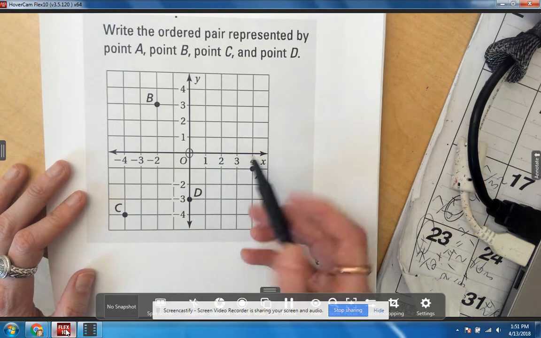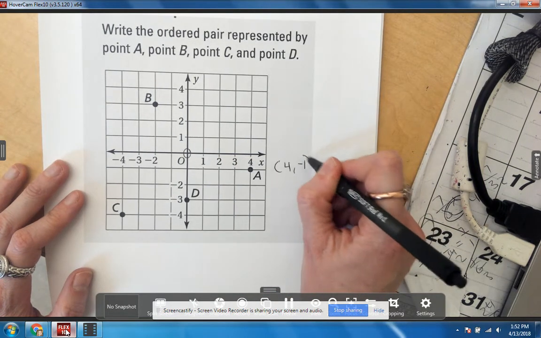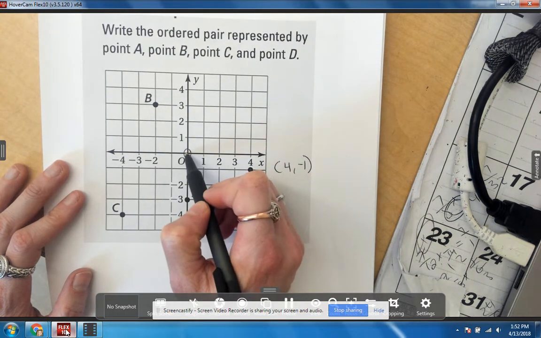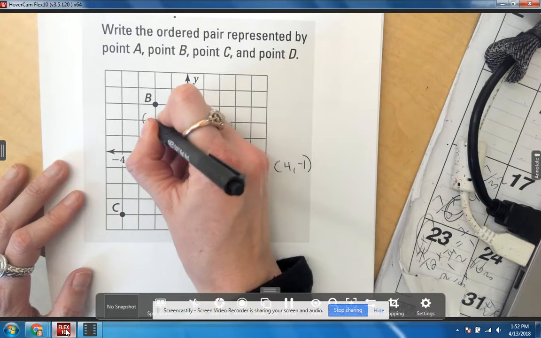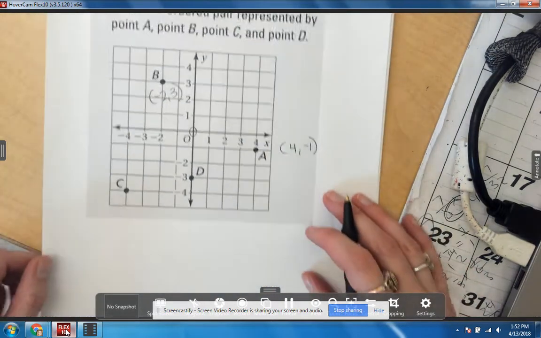So I have to go over 4, so positive 4, down 1, so negative 1. Okay? I'm going to try B. Starting here at the origin, I have to go back 2, so that's a negative 2, up 3, so positive 3. So you guys try this one.